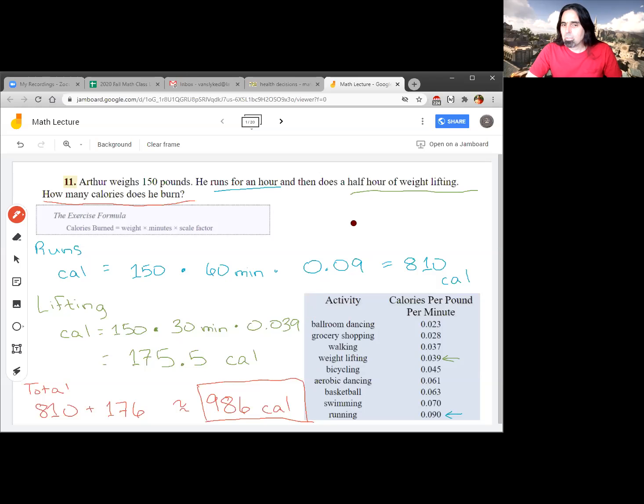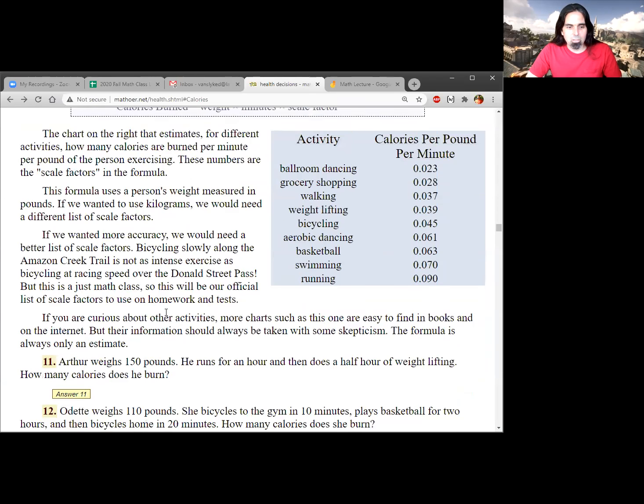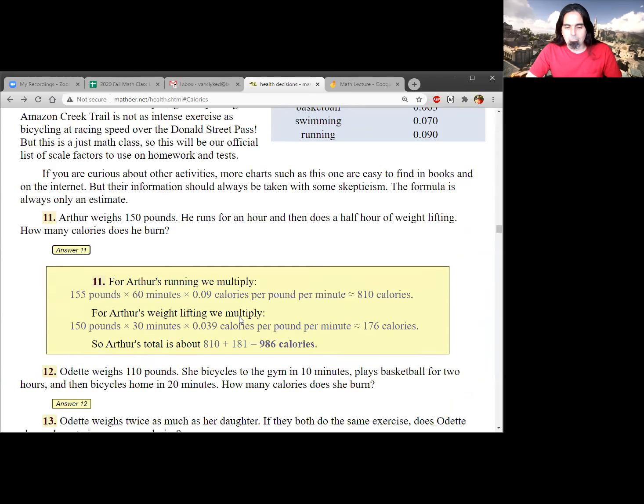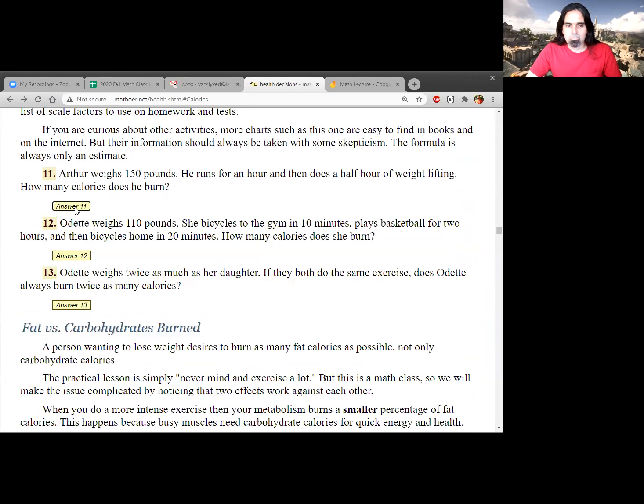Okay, question on that one? We got 986. Let's see if I did it right. Yay, okay. So your turn. Odette weighs 110 pounds. She bicycles to the gym, plays basketball for 2 hours, and bicycles home. So I'll set things up on the screen and tell me what answers you get.